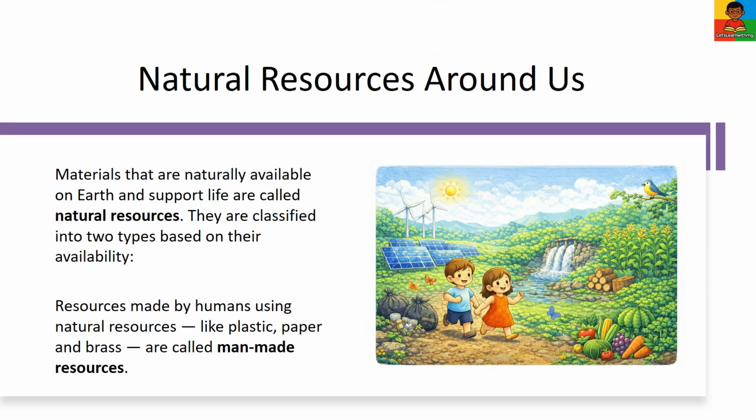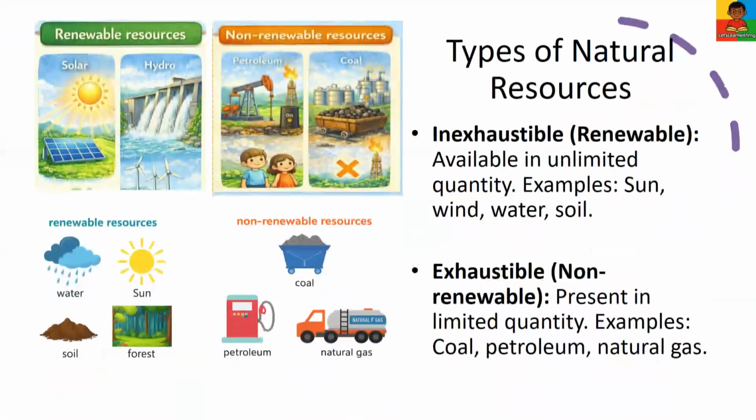Natural resources are materials naturally available on Earth that support life. They are classified into two types based on their availability. Resources made by humans using natural resources like plastic, paper, and brass are called man-made resources. Natural resources can be inexhaustible or renewable, such as sun, wind, water, and soil, which are available in unlimited quantity. They can also be exhaustible or non-renewable, like coal, petroleum, and natural gas, which are present in limited quantity.